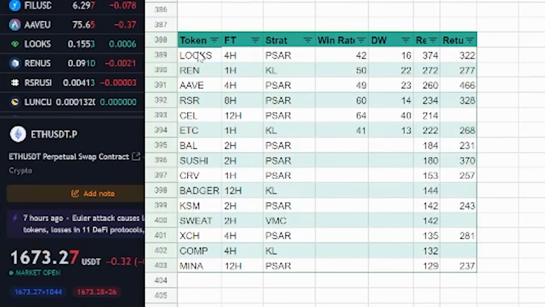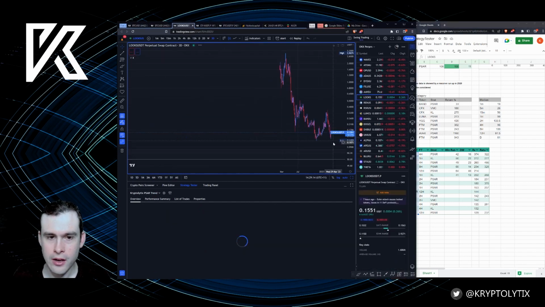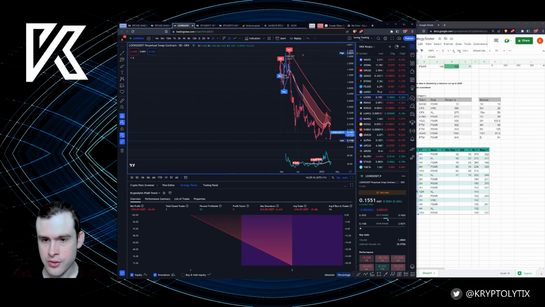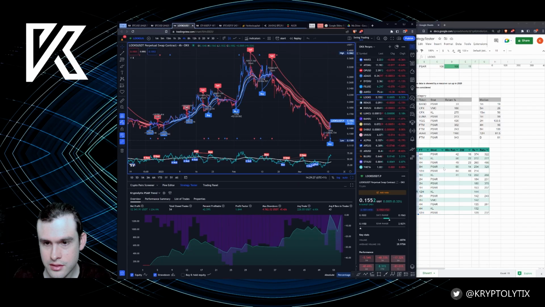And lastly, there's just this quick little table here, which is just a bunch of extra tokens, which I have also gone through each one of the time frames on each of the charts and checked each of the strategies and picked the best out of all of them. And also, when I say best, I also like to look at the shape of the performance. So for example, LooksRare PSAR 4 hour. It's not the best here. Actually, it's 47% drawdown. That's pretty bad.